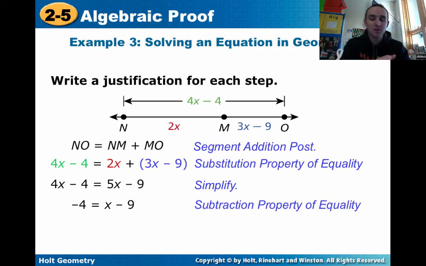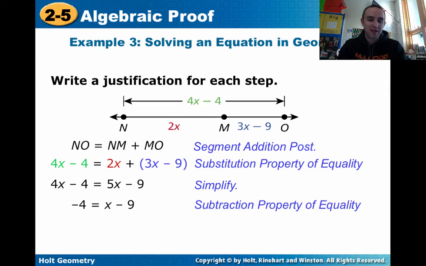Now, I want you to notice they didn't show the work this time. They just showed the result of that. So this step is the result of subtracting 4x from both sides. So that is subtraction property of equality. We don't need to have a simplify step after that because we didn't show the work. We just have the result. So the result now is the subtraction property.